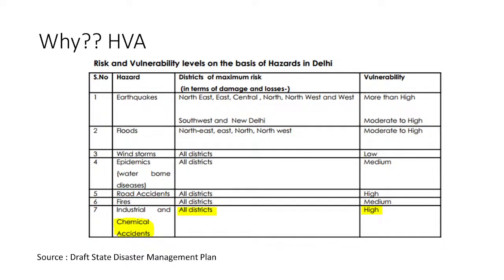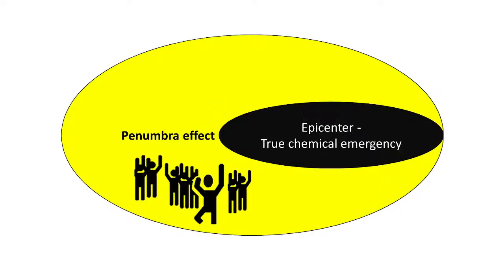So this is your hazard vulnerability analysis. Suppose there is a chemical blast or a nuclear blast, something like that happens. There is an epicenter, which is the main center of the chemical emergency, and there is a penumbra effect. Like, for example, a stroke: if there is a blockage of the artery, there is a core infarct, the core zone, and there is a penumbra. Similarly, there is an epicenter and there is a penumbra effect.